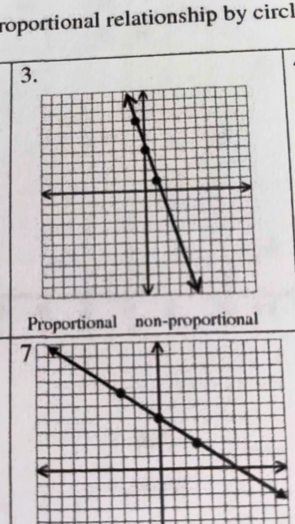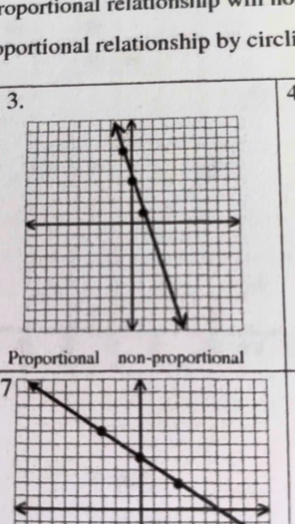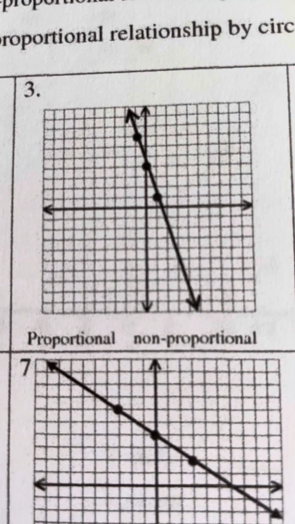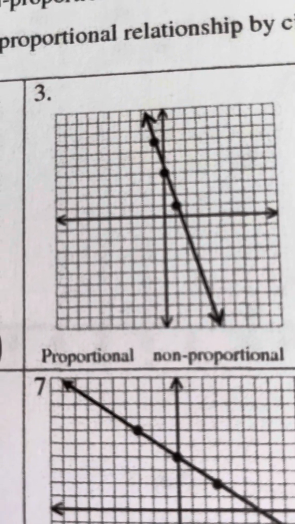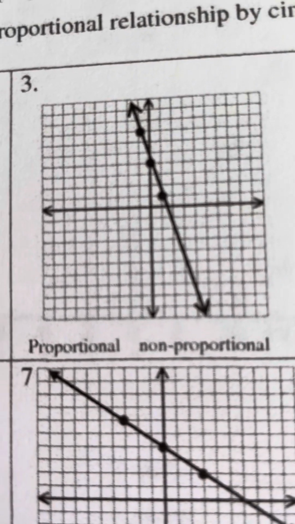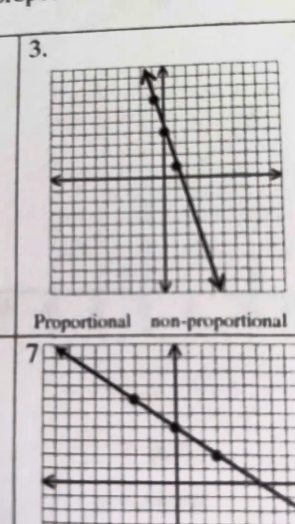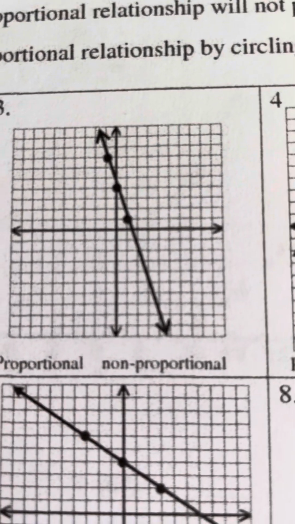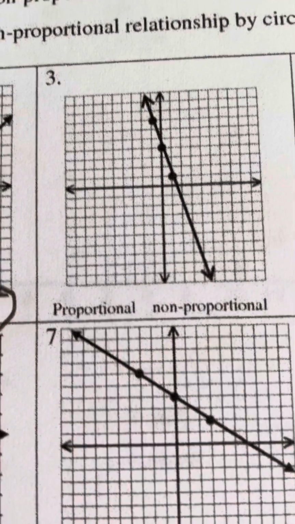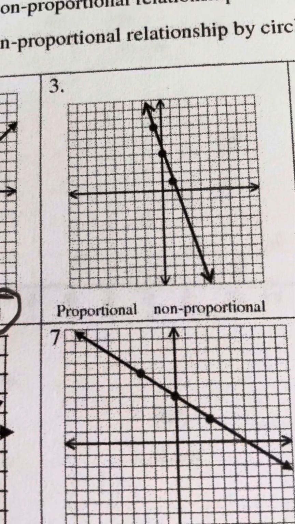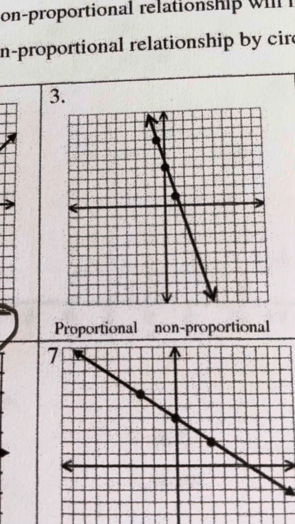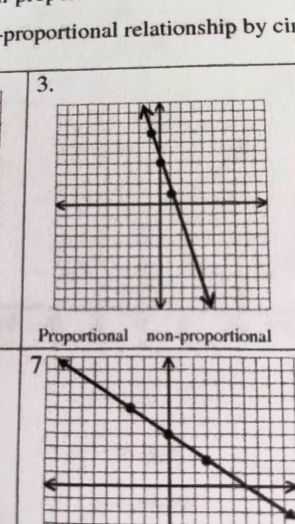Okay, 3, proportional or non-proportional? Now, we know that the line is off of the origin. We know that it doesn't go through 0, 0, and we know that it's not going in a straight line. So it is not going through 0, 0. It's not passing the origin. It is not going in a straight line. So what we're going to put is non-proportional for number 3.